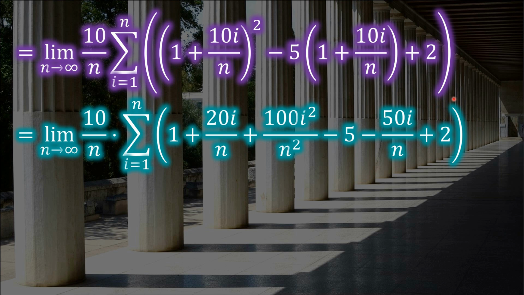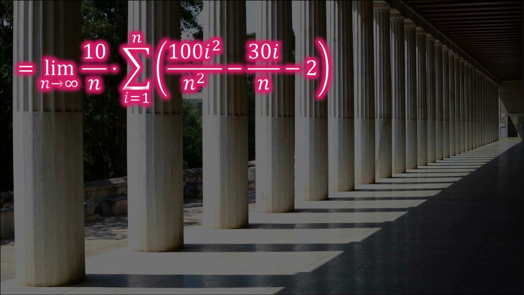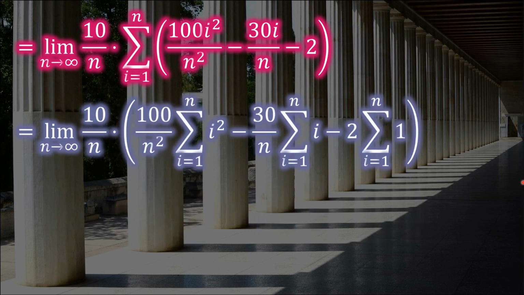I'm going to combine my like terms, which is a few. 100i squared over n squared is the only term that looks like that, but I do get i over n terms. 20i over n minus 50i over n is negative 30i over n. And then I get 1 plus 2 is 3, minus 5 is negative 2. So I've got all of this business here ready to go. From here, it's a matter of splitting up my summation and then using the rules that I know.